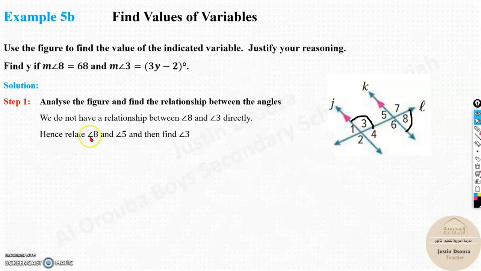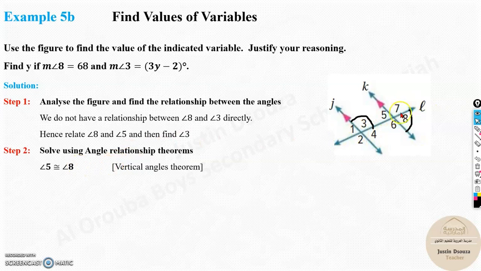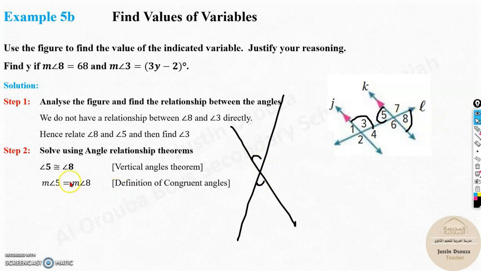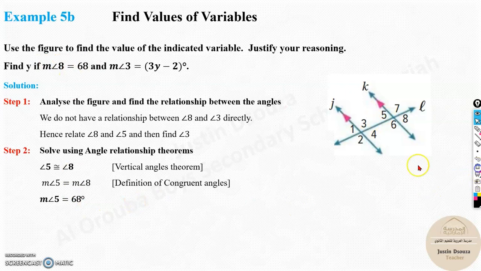So in this problem, 8 and 5 are related, and then you can find the angle of 3. What we basically do is say 8 and 5 are equal to each other. Why? Because we know that they are vertical angles. Whenever there are two straight lines, the opposite angles are vertical and they are congruent to each other. So 5 and 8 are equal. So the measure of angle 5 is equal to the measure of angle 8. That means the measure of angle 5 is 68 degrees. Okay, that is fine.